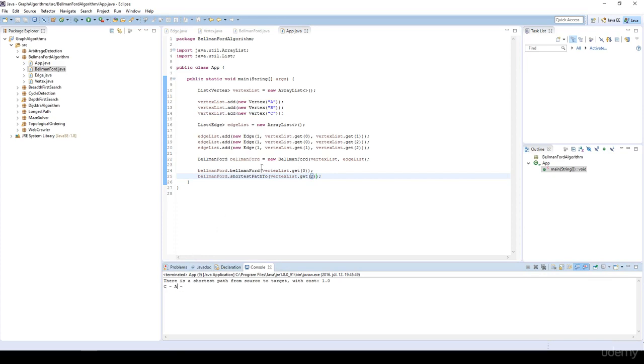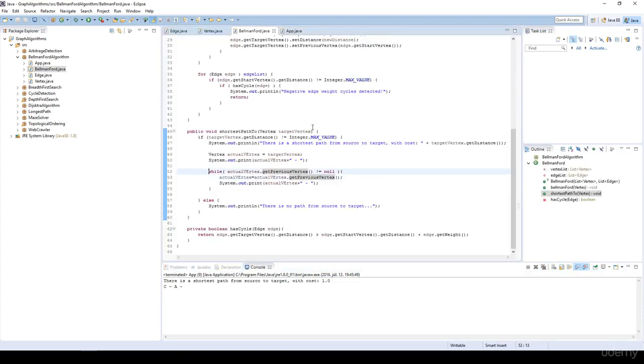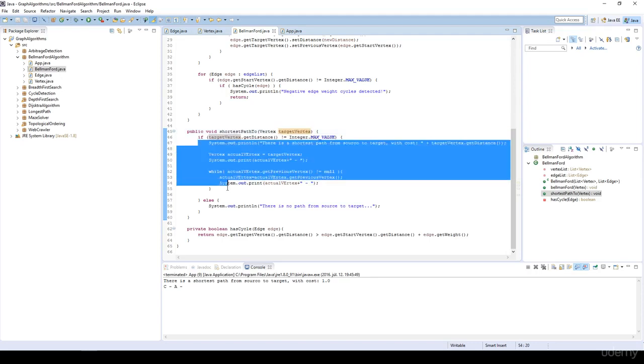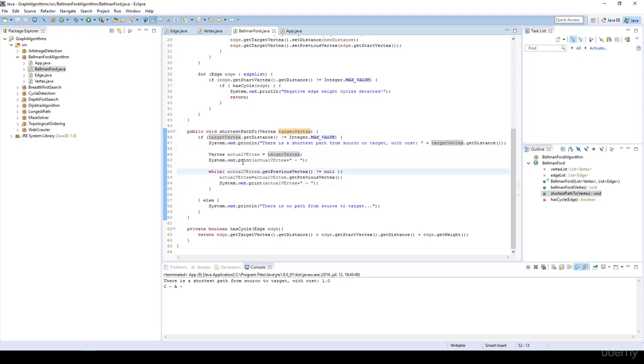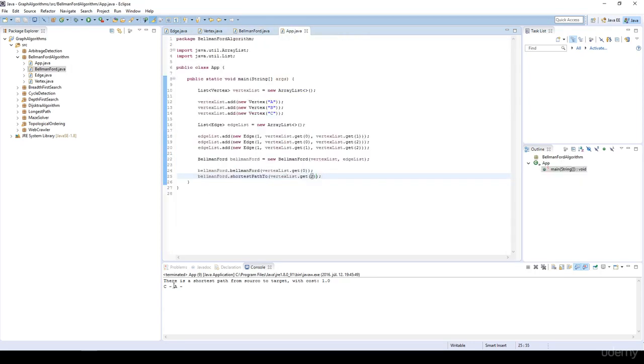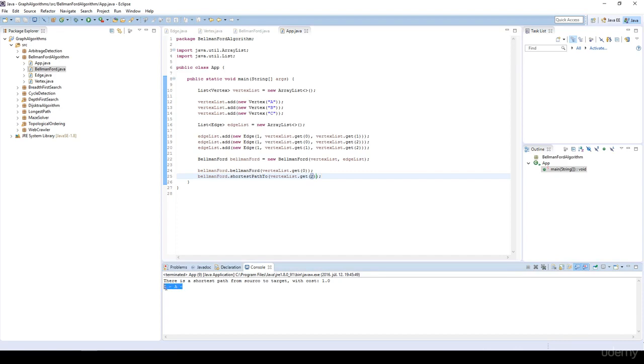Okay, we have to reverse the list if we would like to be fancy, because here we start at the target vertex and we keep backtracking. A better solution would be to store this actual vertex in the list and then call Collections.reverse, but anyway, just for demonstration purposes, we have to read it right to left. So A to C directly.